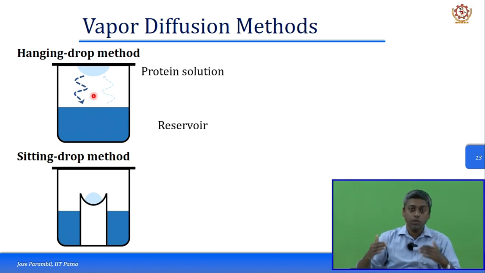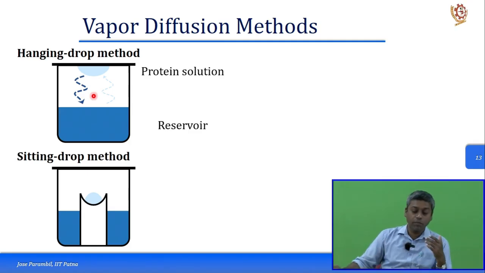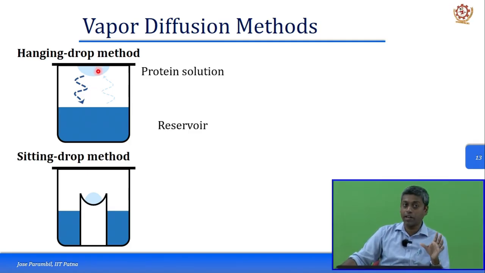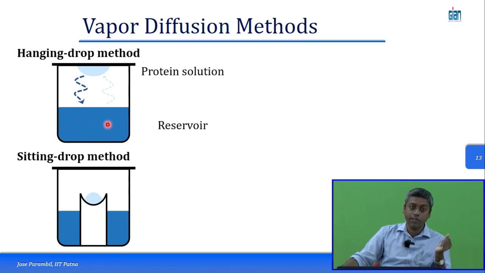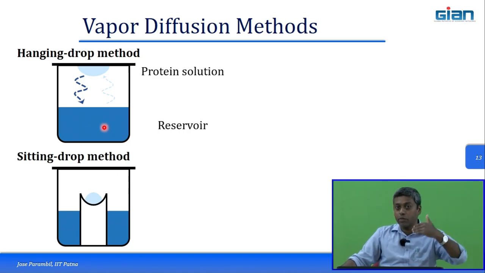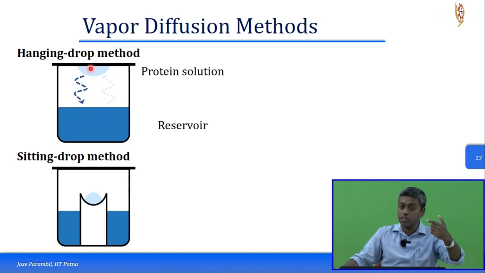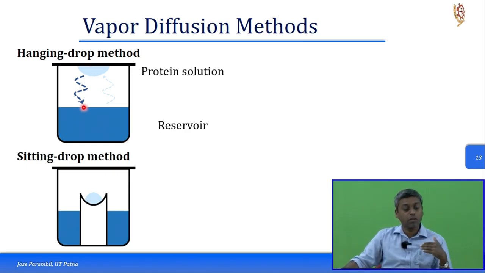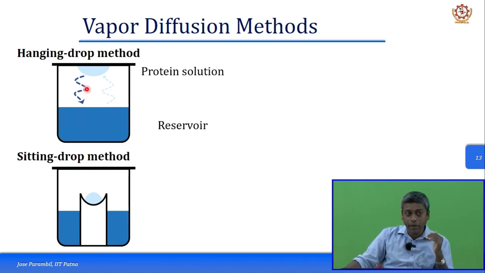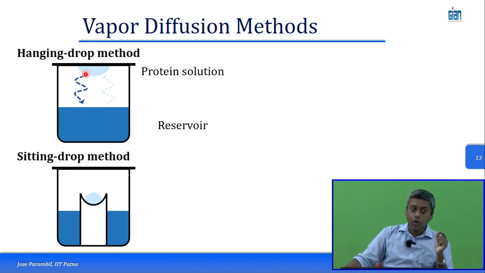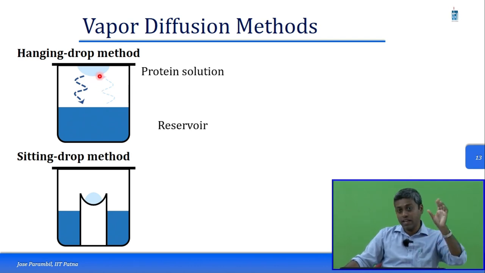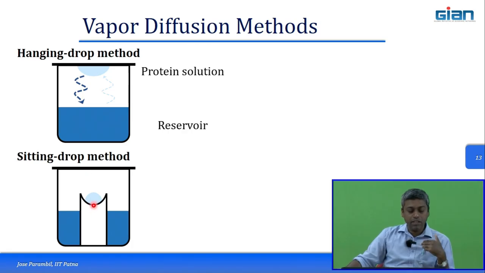since we set up the system in such a way that the top solution has additional protein, and the lower solution has a higher amount of buffer or salt or some other components, the net equilibrium would be driven in such a way that water would very slowly evaporate from the top droplet and move to the reservoir. This would mean that over time, the volume of the protein solution would keep decreasing in the hanging drop. The same thing happens in the sitting drop as well.